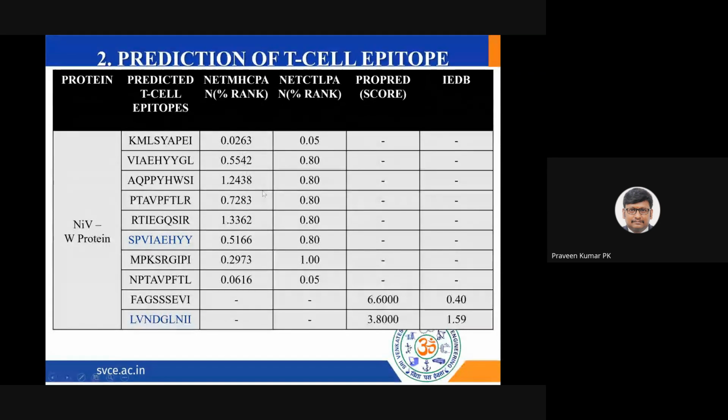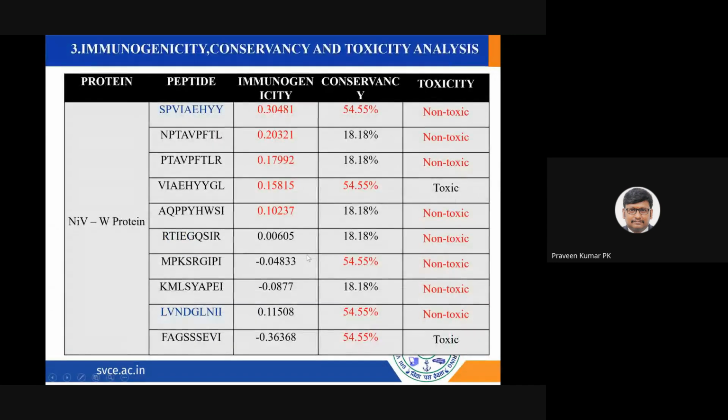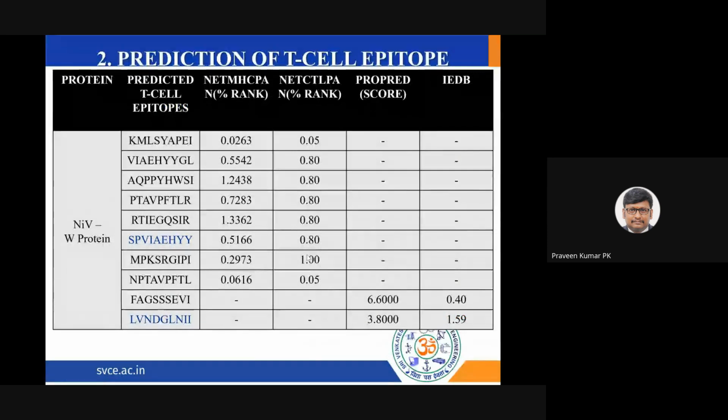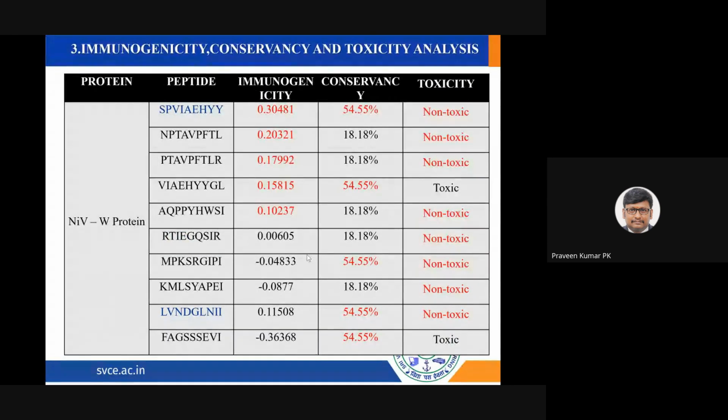But if you see the other peptides, the net MSC percentage rank should be low. And the net CTL band should be in this range. So this made me choose this kind of peptide. To know more about this, you can get the information from the journal papers I mentioned there. Also, if you see the immunogenicity, conservancy, and these parameters, you get convincing results for this peptide.